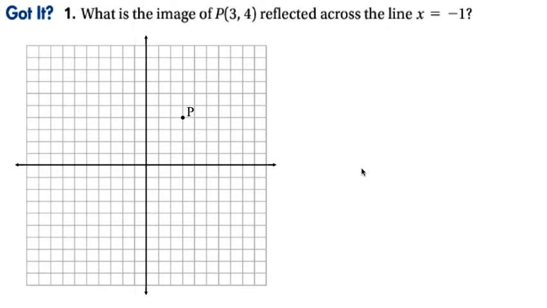Here's one for you to try. Pause the video and see if you can do this one on your own. You have point P with coordinates (3, 4). You want to reflect it across the line x = -1. Remember, that will be a vertical line. Alright, hope you gave that a try. Here is your line, x = -1. And then the point P is 1, 2, 3, 4 units away. So if you go 4 units on the other side of the line, you should get the point P prime.